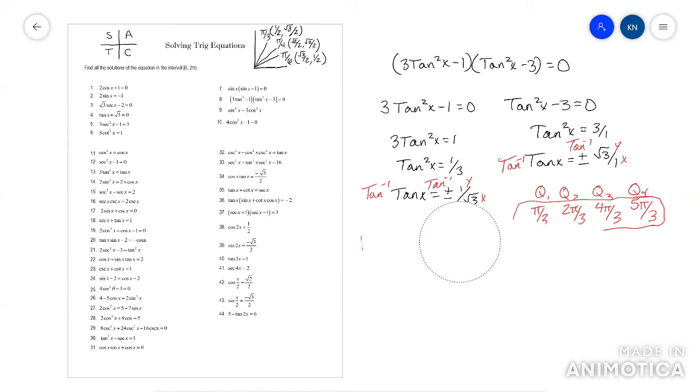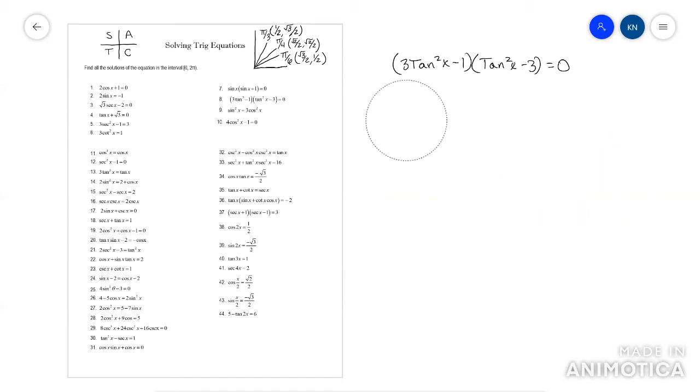Okay, number 9. Number 9's where it starts to step it up a notch, because what's going to happen is you're going to have to make a change here. You'll see what I'm talking about. But we got sine squared equals 3 cosine squared. All right, you have to change cosine squared. So if you changed it using one of those rules, it's 1 minus sine squared.